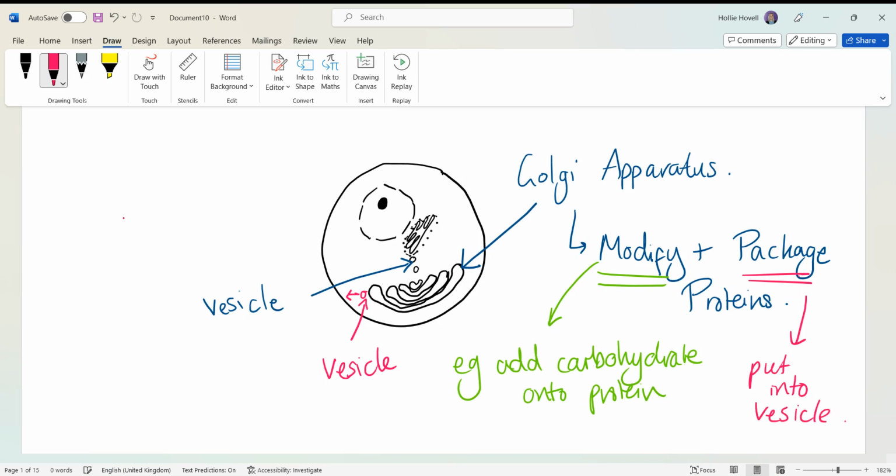That might be somewhere else in the cell. If it's an intracellular protein, that means inside the cell. Or it might be that it needs to leave the cell. It might be an extracellular protein. It might need to go out of the cell.